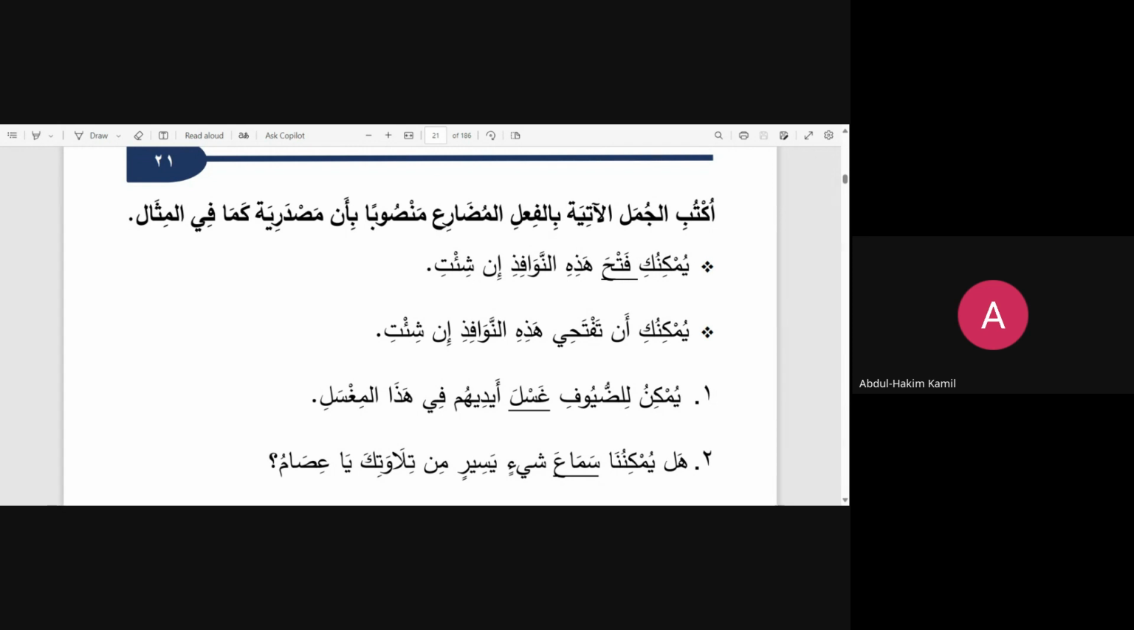So let's read the second part of the sentence with the verb now. يمكن للضيوف أن يغسلوا أيديهم. Yeah, because the half of illa gets a fatha. We said this over and over. It gets a fatha, but doesn't get a dhamma and doesn't get a kasra. يمكن للضيوف أن يغسلوا أيديهم في هذا المغسل. Again, an yagsilu aydiyahum fi hadha al-migsal. Now just start from للضيوف. An yagsilu. أن يغسلوا أيديهم في هذا المغسل.